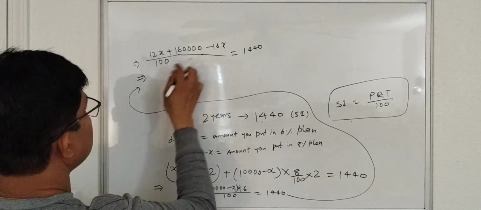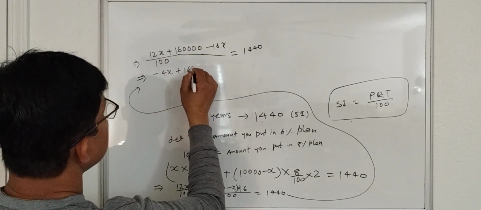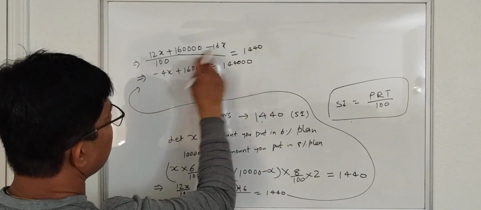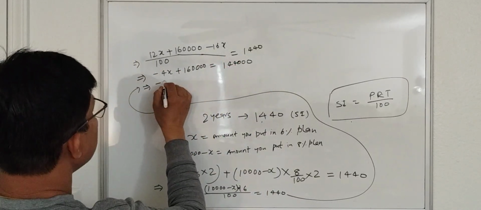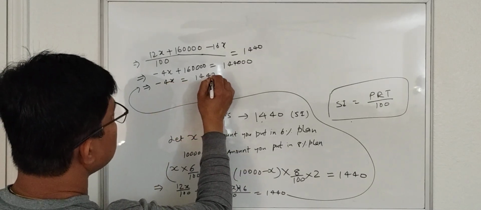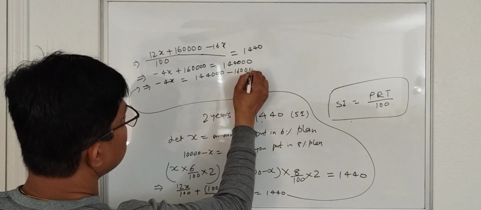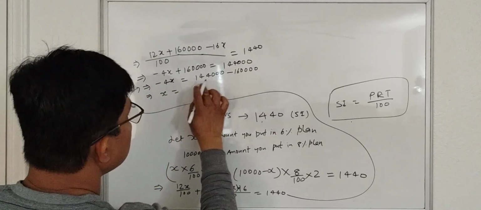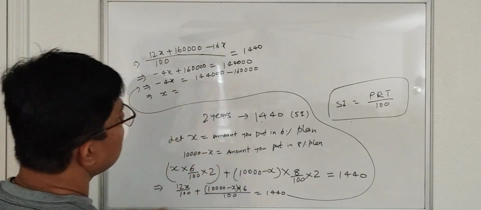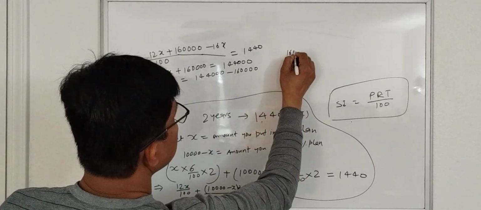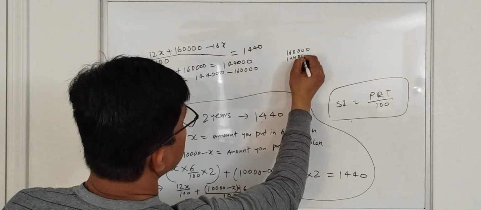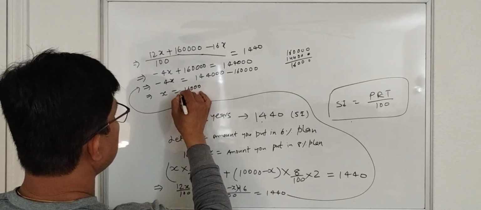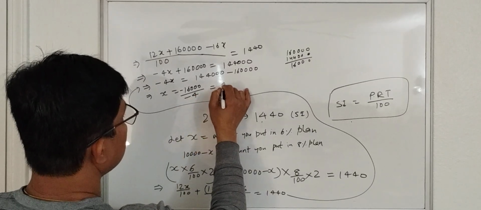Okay, so that side, the division, will become multiplication. So this will be 12 minus 16, minus 4x, plus 160,000 is equal to 1,440, with an extra 2 zeros since I multiply 100 to this term. That will become minus 4x is equal to 144,000 minus 160,000. So now x will be, minus 4 is multiplied here, so divide by minus 4 on both sides. So this will be how much? 144,000 minus 160,000 is minus 16,000. Okay, that will be minus 16,000 divided by minus 4, which is 4,000.